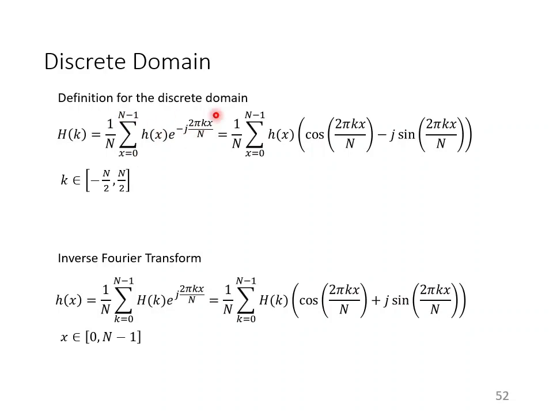So you see, this is the exponential term. It's almost the same. Then we get this, which is the result of the Fourier transform for the discrete domain. Also, there is the inverse Fourier transform. The format of the transform is almost the same as the continuous version.